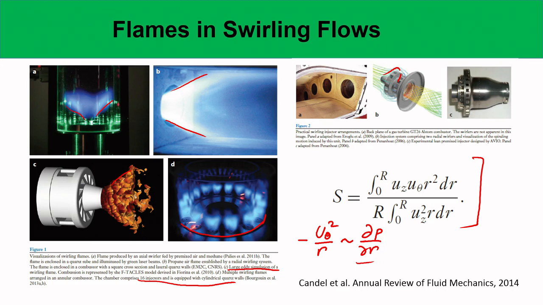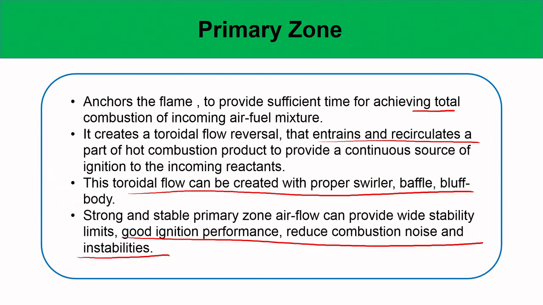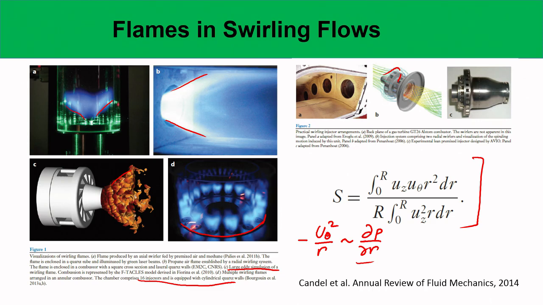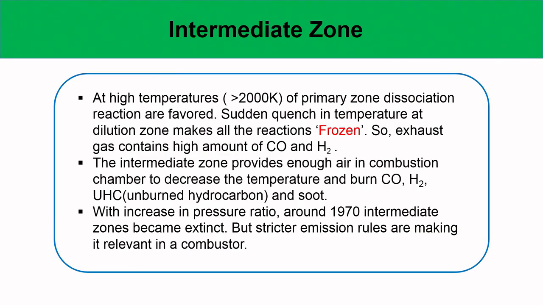Okay, so that causes the vortex breakdown, but this vortex breakdown phenomenon is very important for gas turbine engines because it ensures stable combustion, and this continuous toroidal recirculation zone helps in continuous circulation of the products. So that is a very important thing for a gas turbine engine. So what does the intermediate zone do?